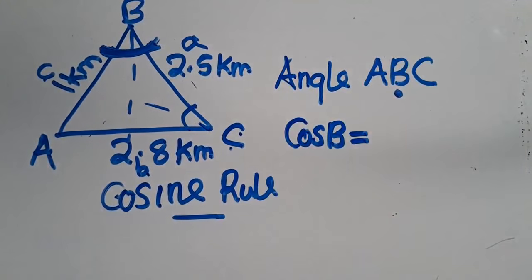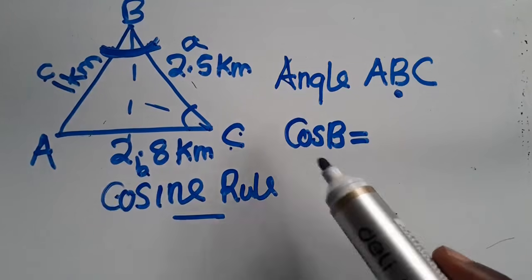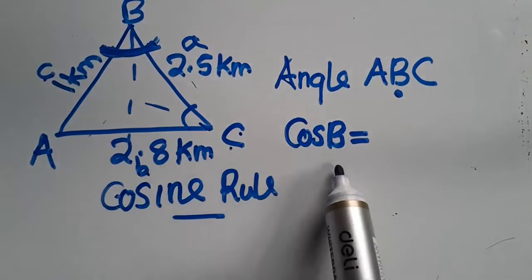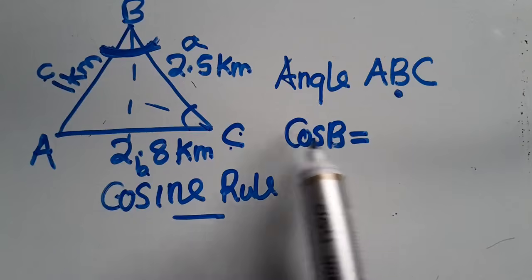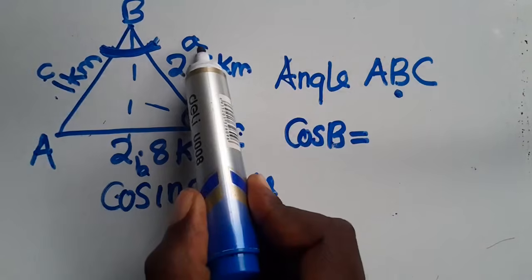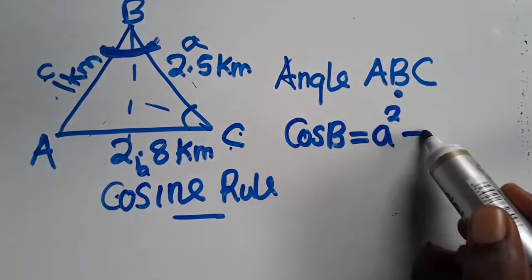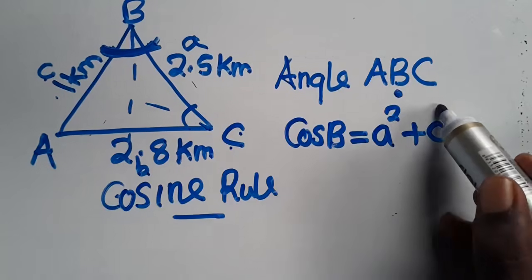This is the formula that you'll be using. So let's make sure that we understand this. So cos B, then you add the two sides that are putting this angle in the middle, which is B. Which two sides? These two sides, which is A and C. A squared plus C squared.